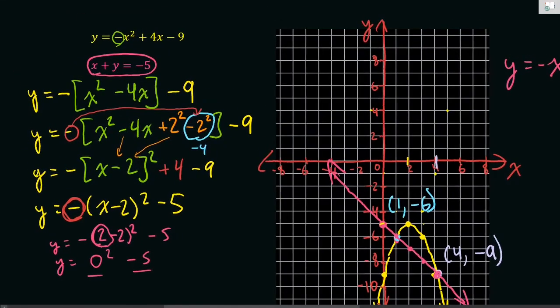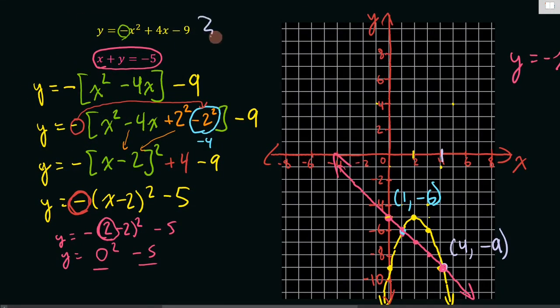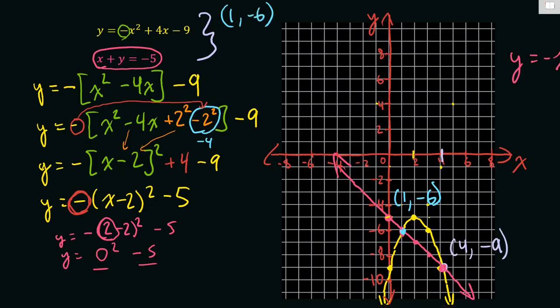So the solutions to this system of equations, so a system is just a fancy word for multiple equations together, our solutions are 1 comma negative 6 and 4 comma negative 9.